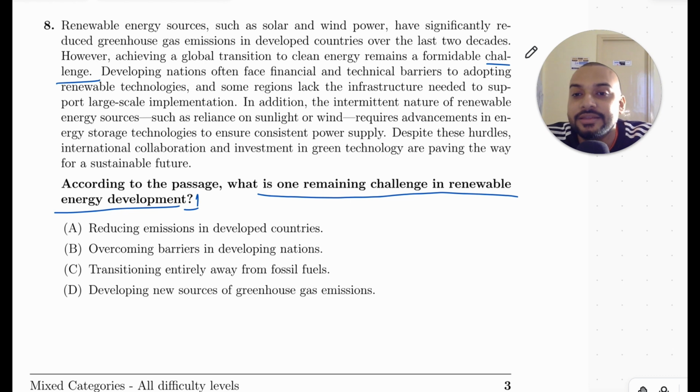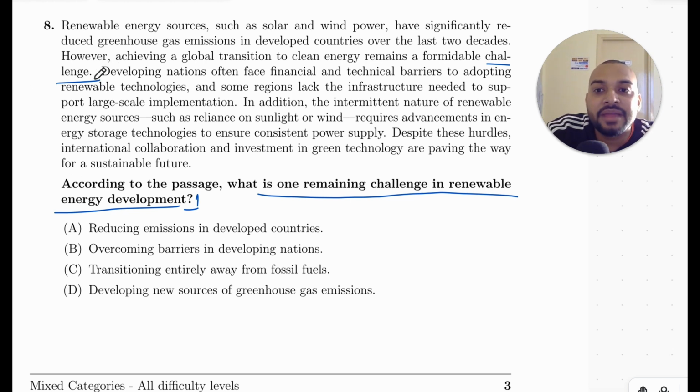Let's look for it. Developing nations often face financial and technical barriers to adopting renewable technologies, and some regions lack the infrastructure needed to support large-scale implementation. In addition, the intermittent nature of renewable energy sources, such as reliance on sunlight or wind, requires advancements in energy storage technologies to ensure consistent power supply. Despite these hurdles, international collaboration and investment in green technology are paving the way for a sustainable future.